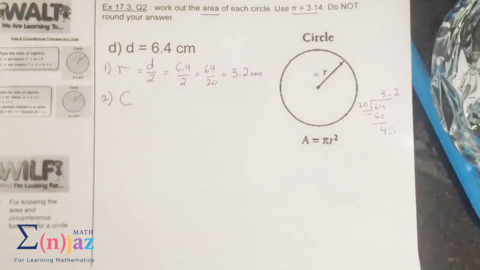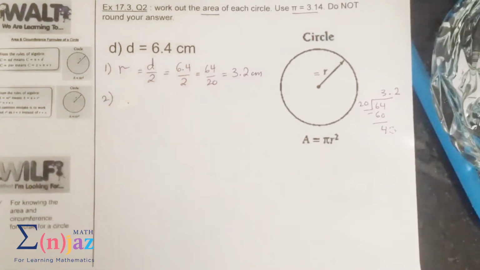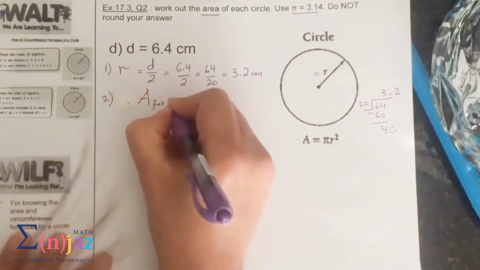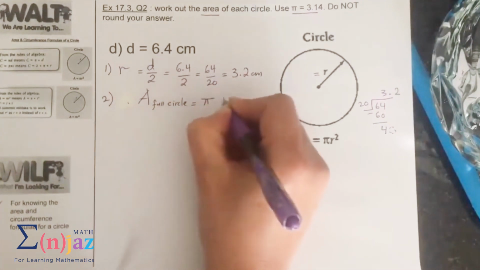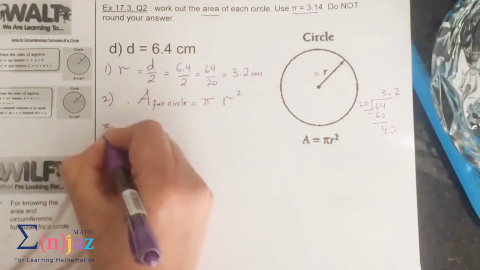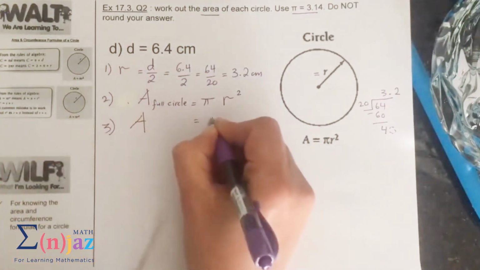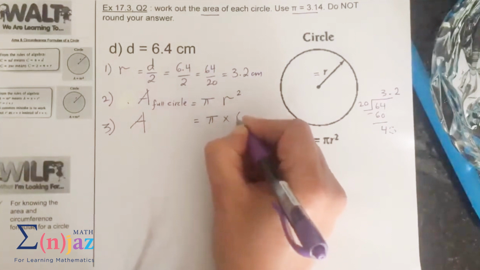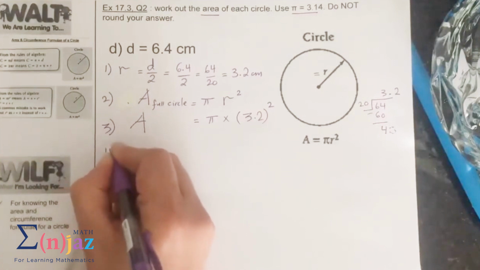Step number 2, write the general formula of finding the area of a circle. Finding the area of a circle, sorry, I got mixed up with the circumference here. So we're going to do the second step as area of a full circle is equal to pi r squared. Step number 3, substitute in the general formula. A is equal to, I'm gonna keep pi as is, the radius is 3.2 to the power of 2. Now you calculate.